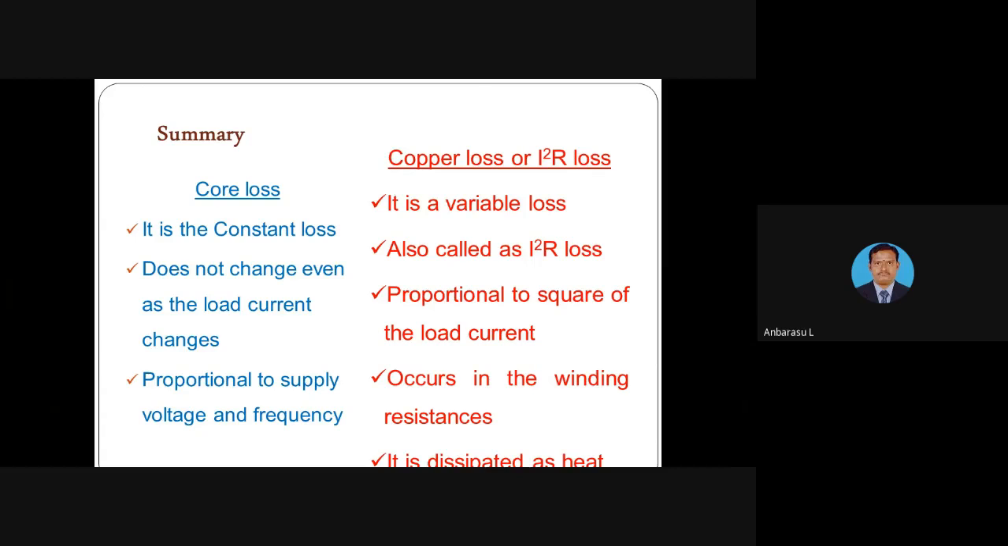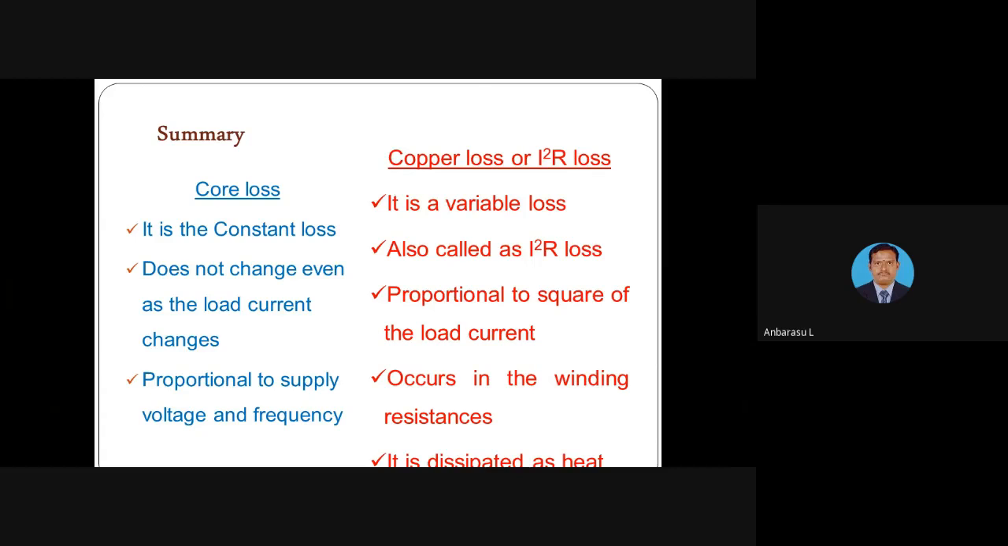The core losses do not change even as the load current changes. They are always constant for all the load conditions. But copper losses are proportional to the square of the load current. Whenever the load increases, the load current value automatically increases. So it is proportional to the square of the load current. It is also called I square R losses.